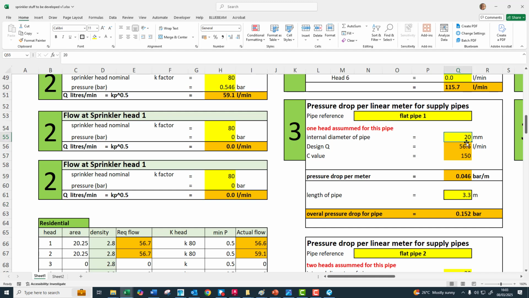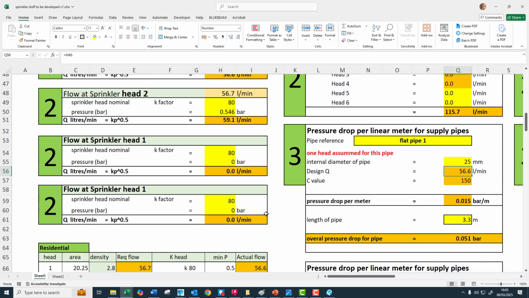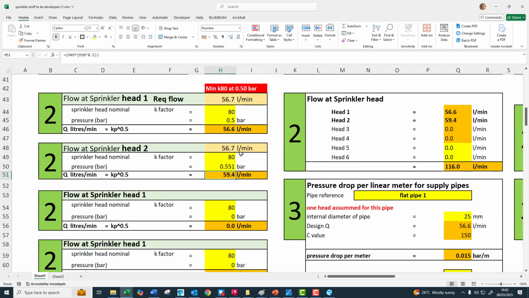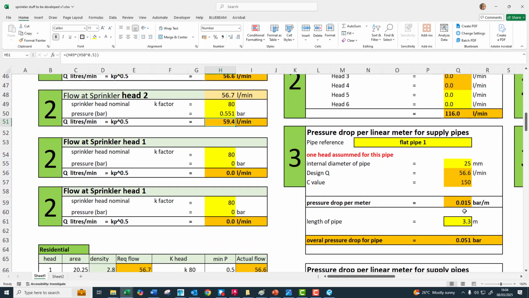What I'm going to do is change that to a 25mm pipe. And all of a sudden now that drops down to something reasonable. And so that second head is 0.0551. That's why I didn't spot it straight away, because the numbers were about right. Okay, so that's that pipe.